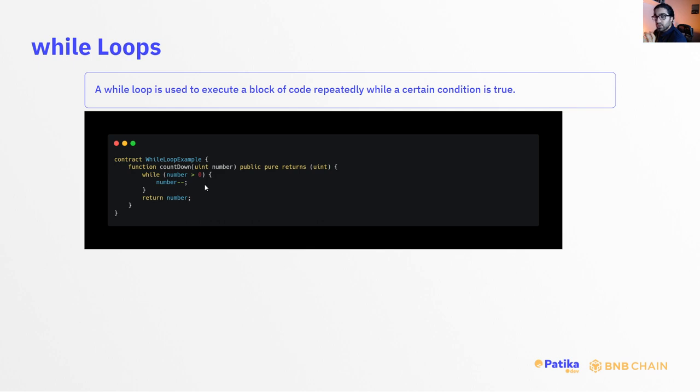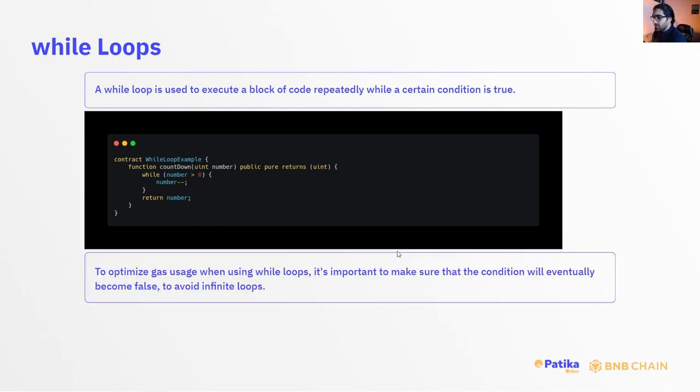So to be able to control this variable, we need a control variable as well, because in the for loop we had that variable, and we again need that variable, and we are controlling it by number minus minus, and we return the value of number here. So we'll see a while loop example in our editor, and we'll understand what I mean by that. So to optimize gas usage when using while loops, it's important to make sure that the condition will eventually become false to avoid infinite loops.